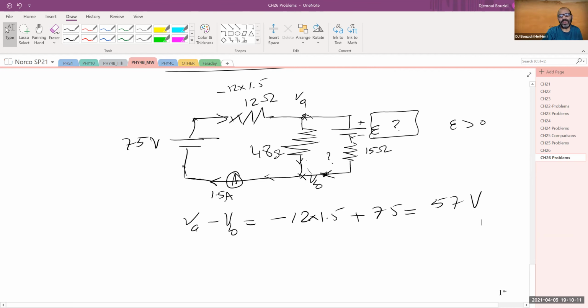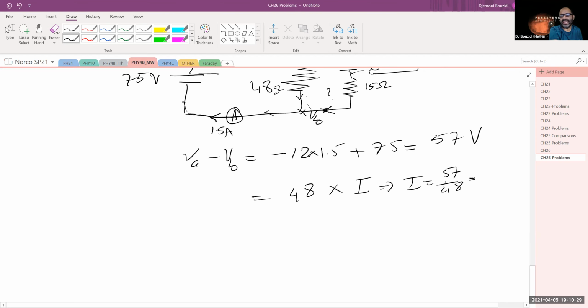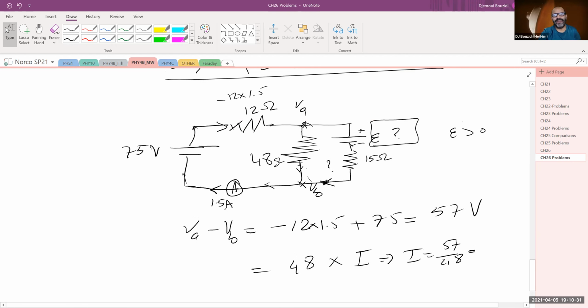Then we're going to find the current between A and B, and that current is the current going through the 48 ohms. So what we know is that 57 also is equal to 48 times the unknown current. From here, we're going to find I equals 57 over 48. This is slightly more than one, but it's less than 1.5 amps. So it's somewhere between one and one and a half. 57 divided by 48 turned out to be 1.18 or something like that. So it's definitely less than this one.